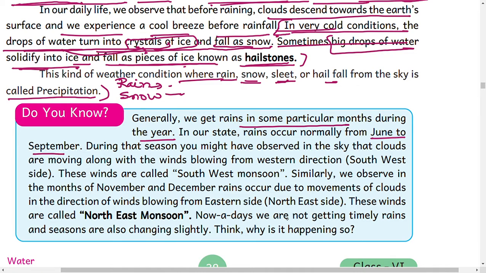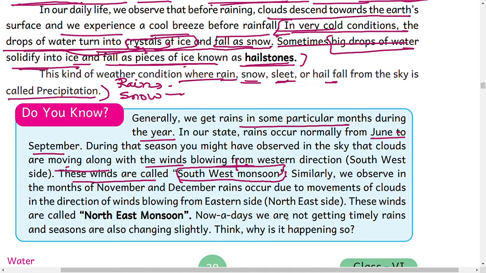During that season, you might have observed in the sky that clouds are moving along with the winds blowing from the western direction and southwest side. These winds are called the southwest monsoon. These winds blow from the south-west side. That's why this monsoon is called the southwest monsoon. The southwest monsoon takes place from June to September.